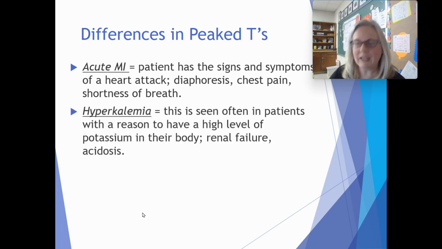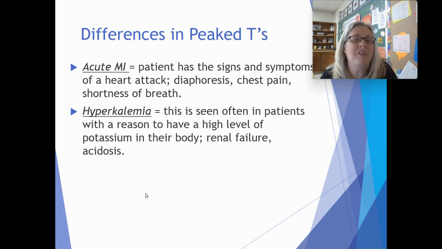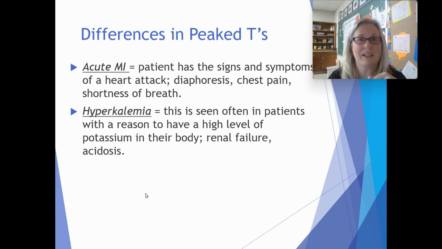Now hyperkalemia peaked T's are often seen with patients that have a reason to have a high level of potassium, and this typically is linked to renal failure. So patients that are on dialysis typically have slightly elevated troponins as well as hyperkalemia. So you might see some really peaked T's on hyperkalemic patients, dialysis patients. That's very normal for them. How do we know for sure it's just hyperkalemia, not acute MI? We're going to test two things, troponins and potassium. Once we test those two things, we can make our conclusions from there.